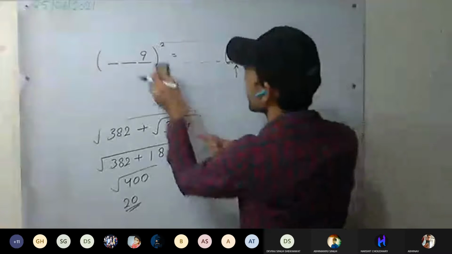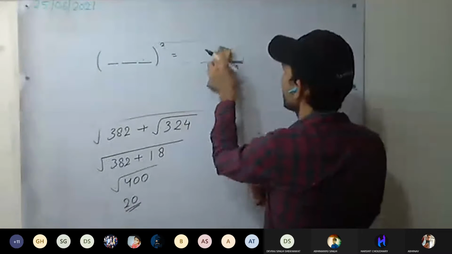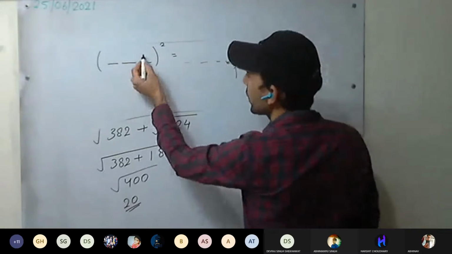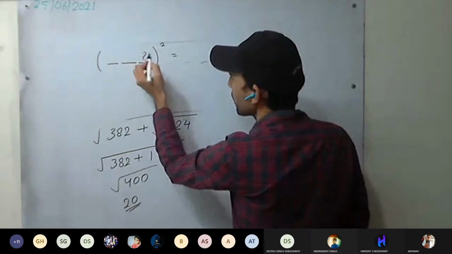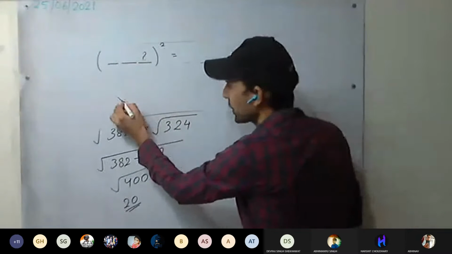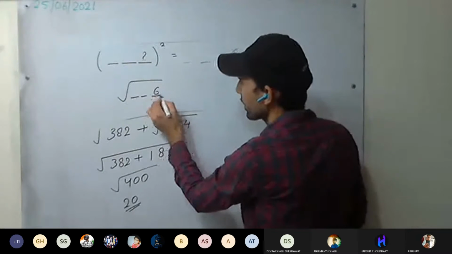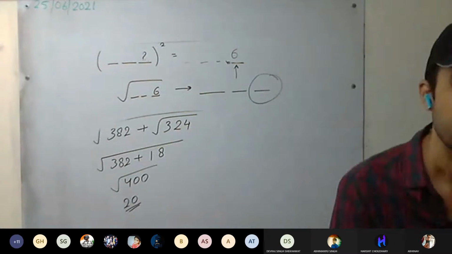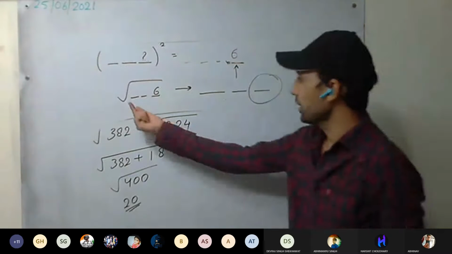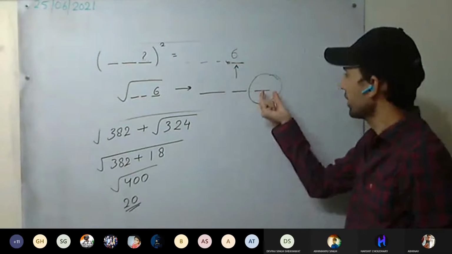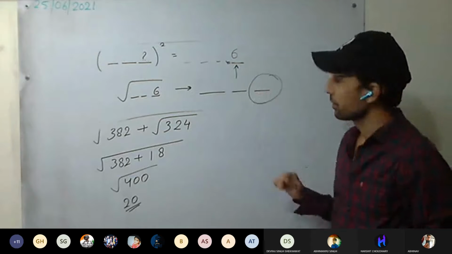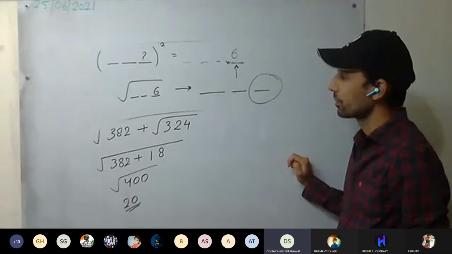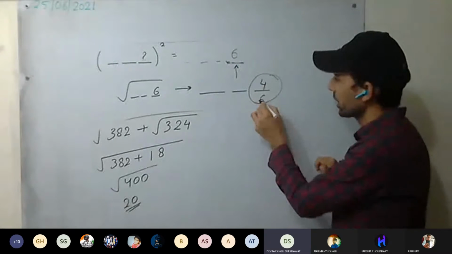This time it is reverse. Here we have 6, and we are taking its square root and we have to find this digit. Or we can represent it like this as well: 6, and we have to find this unit digit. We are taking the square root of a number which is ending in 6, and we have to find the unit digit. What will be the unit digit? Sir, 4 or 6.